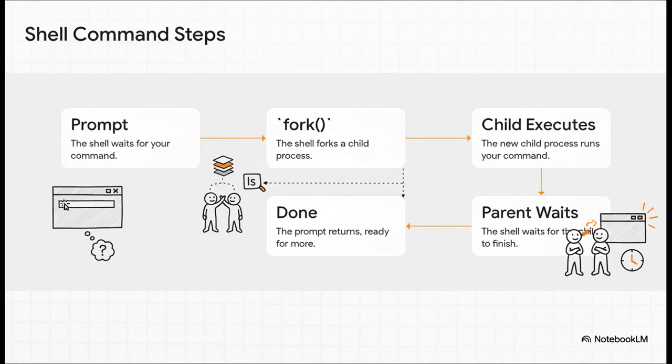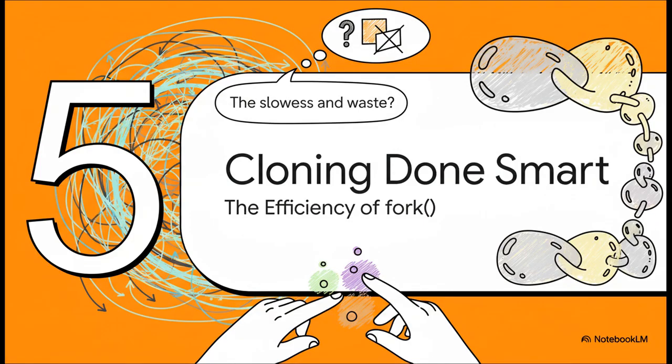Let's just walk through it real quick. The shell is just a process, sitting there waiting for your input. You type a command, say ls, and hit enter. Now the shell doesn't just become the ls program, because if it did, the shell would be gone. Instead, it calls fork to make a copy of itself. This new child process gets the job of running the ls command. Meanwhile, the parent, our original shell, just patiently waits for the child to finish up. Once it's done, the prompt comes right back, ready for whatever you want to do next. It's absolutely genius.